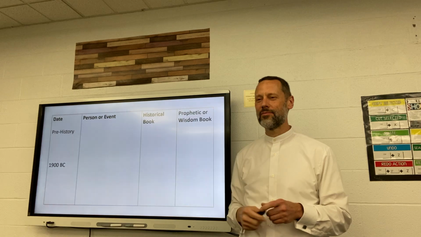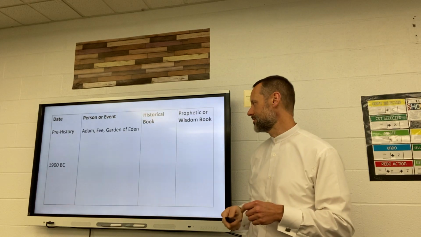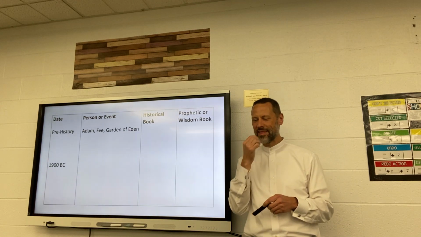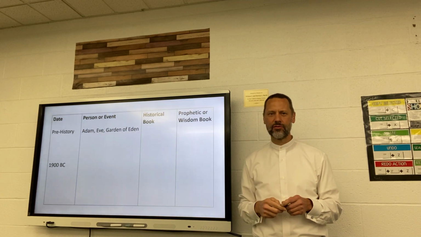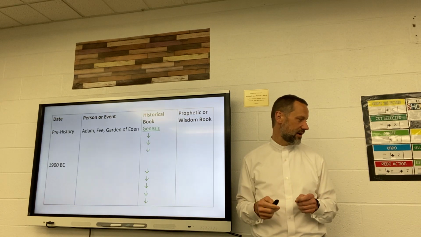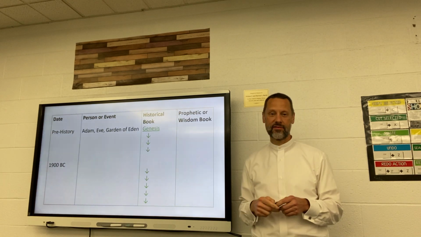The first people created by God, Adam and Eve. So we first have Adam and Eve in the Garden of Eden. Okay? And then after that, they had children. Do you remember what the names of their children were? Cain and Abel. Okay, and this is all in the book of Genesis.